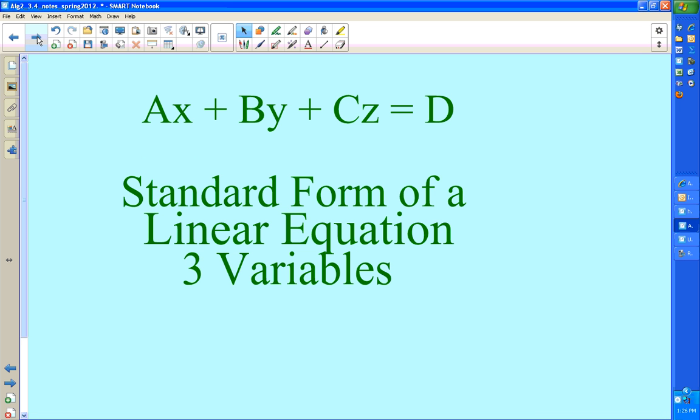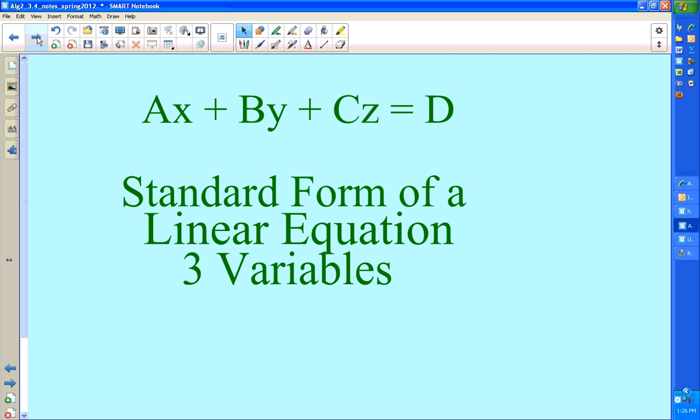This is a linear equation in 3 variables. Who can tell me why we would call this linear? There's a reason why we say this is a linear equation. And you know this reason. Because? Well, that would be why it's in standard form. A, B, C, and D have to be integers. A is positive. But that's not what makes it linear.